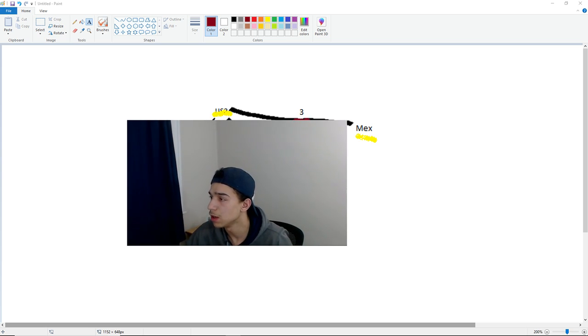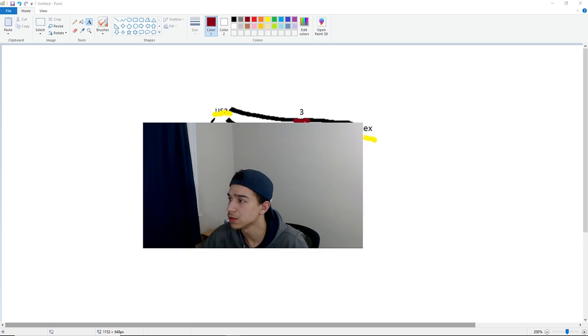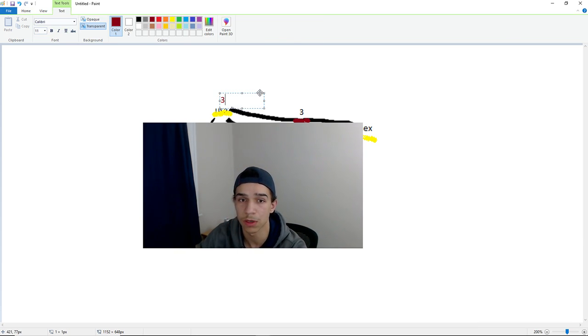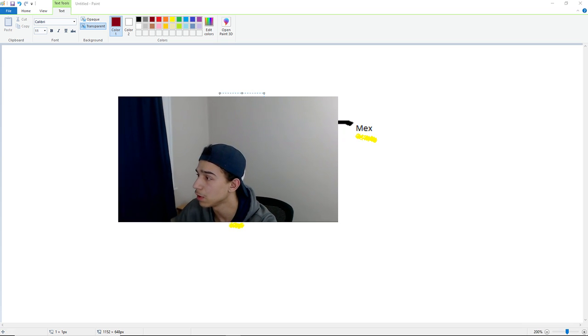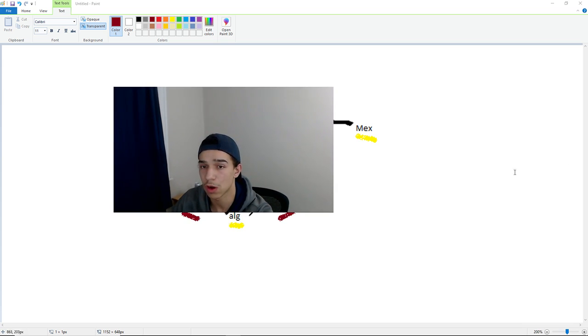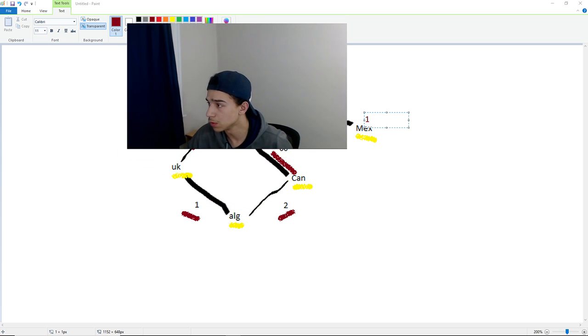And you can see, okay, we got 3 edges coming in to the US. So we would label that the US has 3 edges that come to it. Mexico, if we look at that, it only has a degree of 1. And then if we look at the rest of them, they're only going to have 2 degrees. So the UK is going to be a 2 degree, Canada is going to be a 2 degree, and Algeria is going to be a 2 degree.